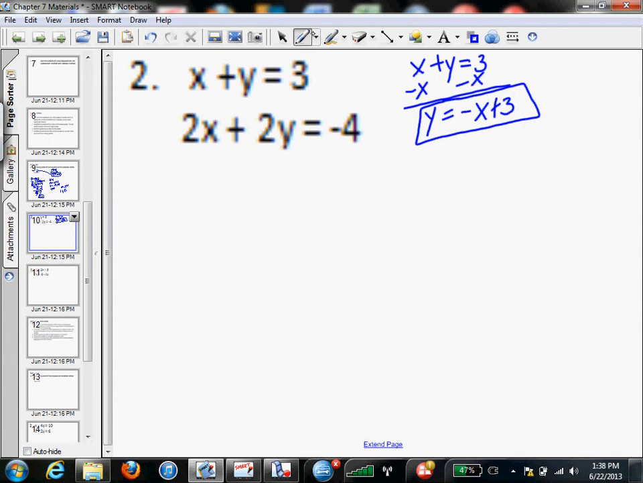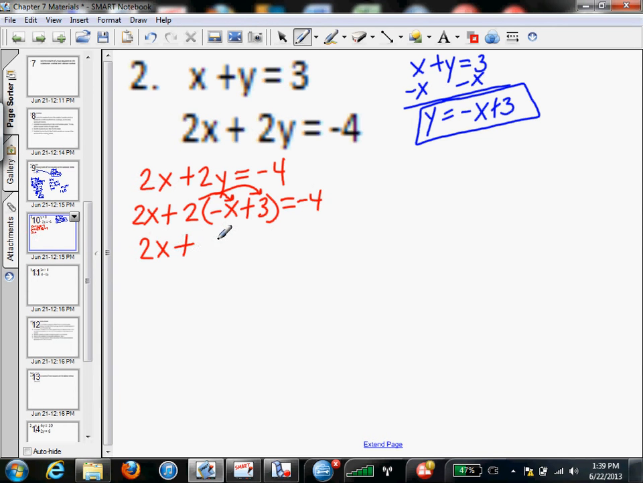As you might have guessed, we're going to take the second equation and plug in what we just found for that variable. So 2x plus 2y equals negative 4. Where we see the y, let's plug in the negative x plus 3. That gives us 2x plus 2 times the quantity negative x plus 3, all that equals negative 4. Now let's distribute the 2 to everything inside the parentheses. So we have 2x plus 2 times a negative x plus 2 times 3 equals negative 4.